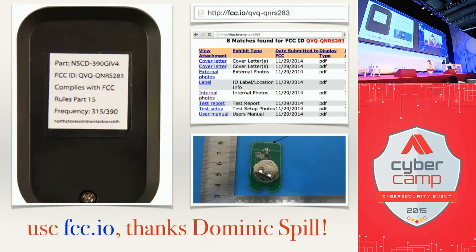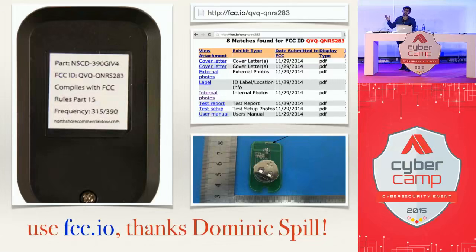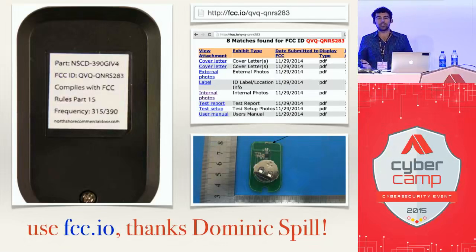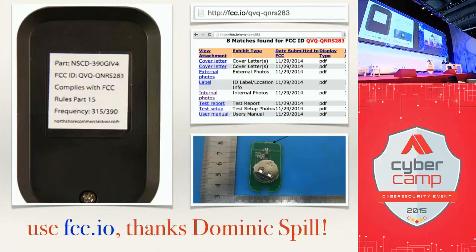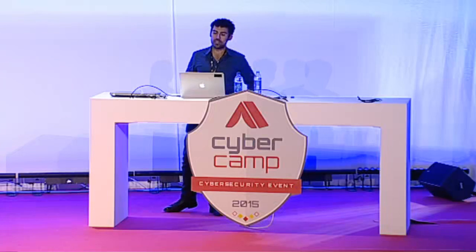So when we go online, what I would suggest is using fcc.io. It's a website where you can type in an FCC ID, even for a phone, for example, and it will show you all of the publicly available information from the FCC. Now, the FCC does all sorts of things when you're trying to register a product that performs transmitting. So a phone is a transmitting device. It transmits voice, data, all sorts of things. So by going to fcc.io, which Dominic Spill created, we can see all sorts of things inside.